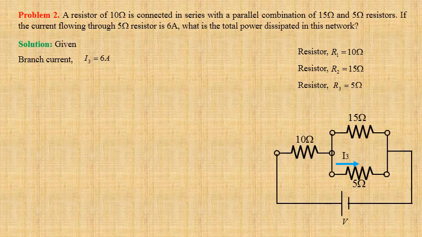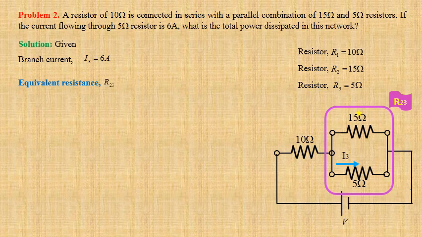Here resistors R2 and R3 are connected in parallel. Their equivalent resistance R23 equals R2 parallel with R3, that is equal to R2 into R3 divided by R2 plus R3. Using values we get 15 into 5 divided by 15 plus 5 equals 3.75 ohm.